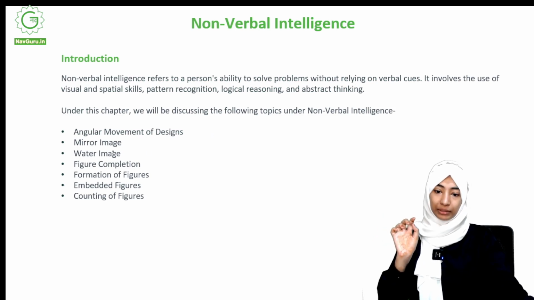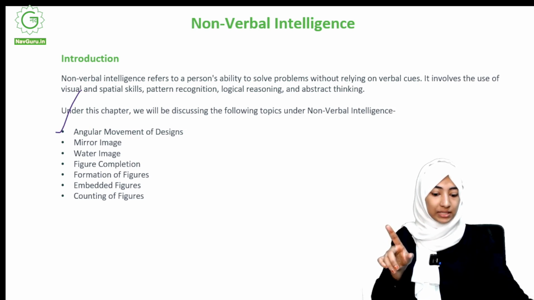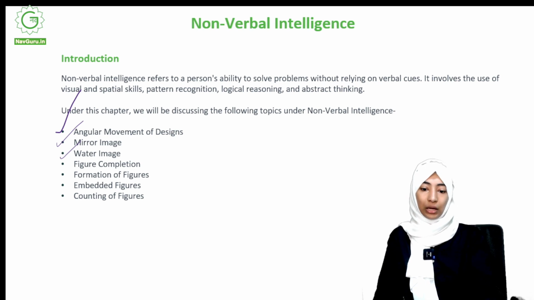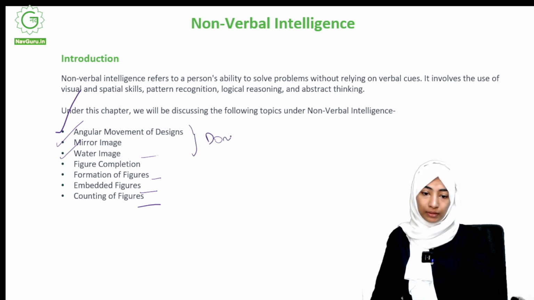Of this, what we've completed up until now in the first theory class, we're done with angular movement of the signs. We are done with mirror image. We are done with water image. So these 3 are the topics we're done with. Now, the 4 topics that we will be covering today are figure completion, formation of figures, embedded figures and counting of figures. So these are the topics that we are already done with, and these are the topics that we will be doing today.